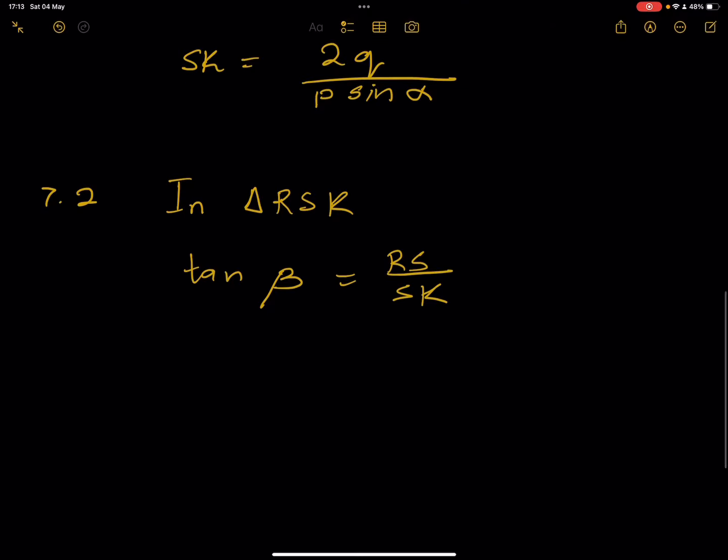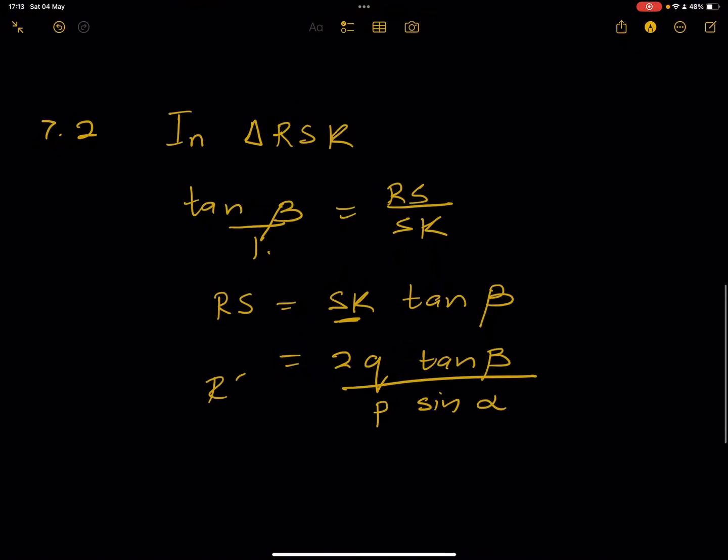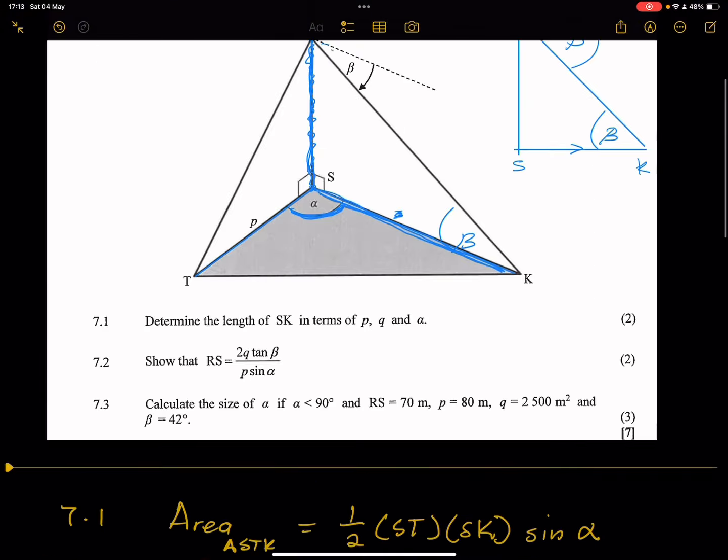But now we already have SK, so which means if we cross multiply there, RS times 1 will give us RS, and this would be SK multiplied by the tan of beta. But we've got an expression for SK, isn't it? That's the one that we got there. So this is 2Q, the tan of beta, divided by P, the sine of alpha. All right, and that's how we are going to express the side RS.